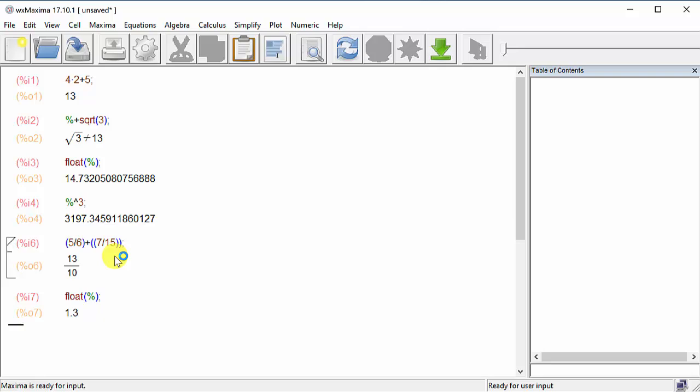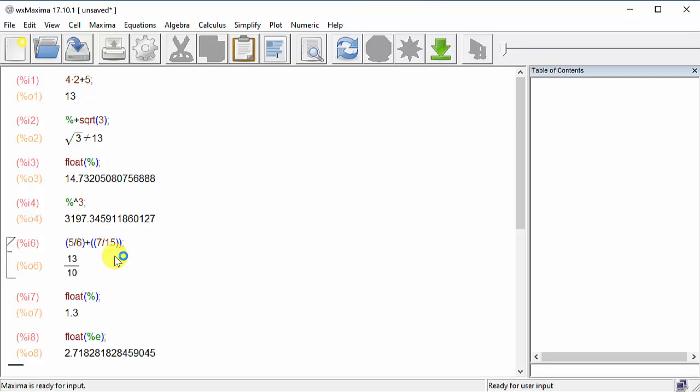Let's see how we do that in wxMaxima. I'm going to use float because I want e as a decimal. The way that we enter e is with a percent and e. That represents e. We do float of that, and that should give us a decimal as an answer. So I'll put my semicolon, Shift Enter, and there you have it.